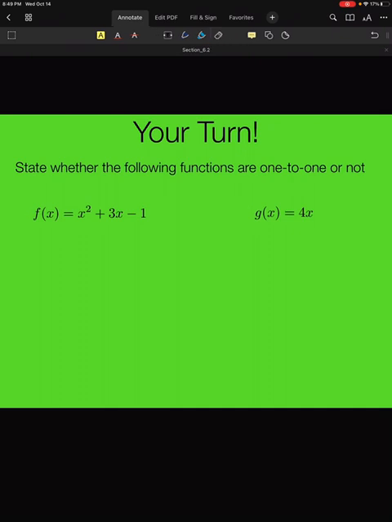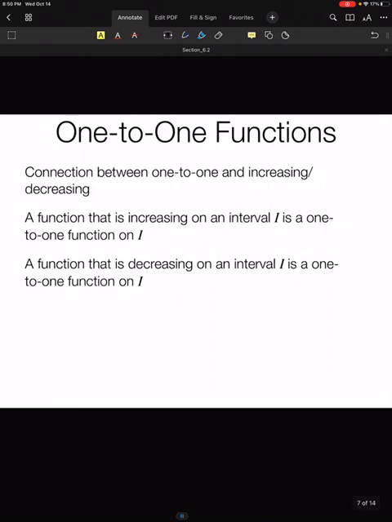One-to-one functions have a relationship between increasing and decreasing. I know we talked about how to tell if a function is increasing or decreasing a long while ago, but one-to-one functions have a direct relationship with this. That relationship is, if a function is increasing on some interval I, then that function is a one-to-one function on I. So what does that mean?